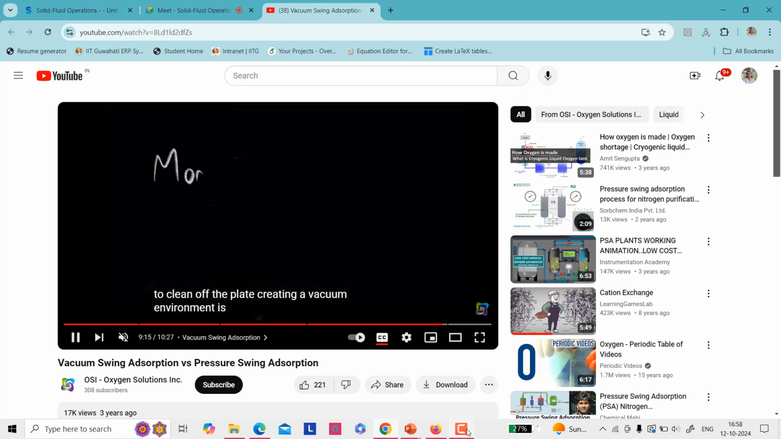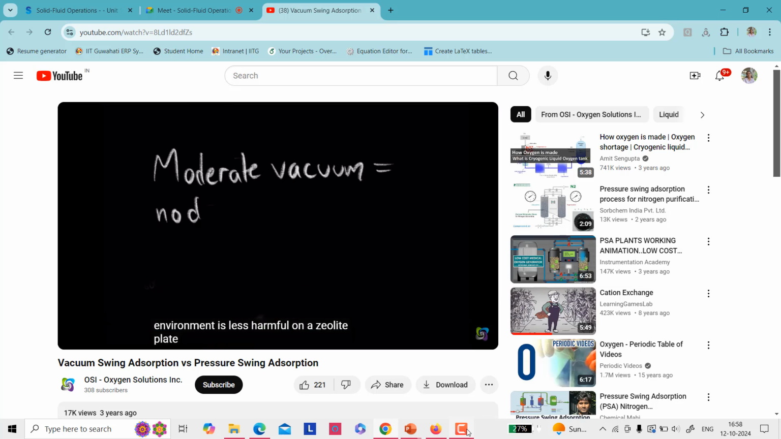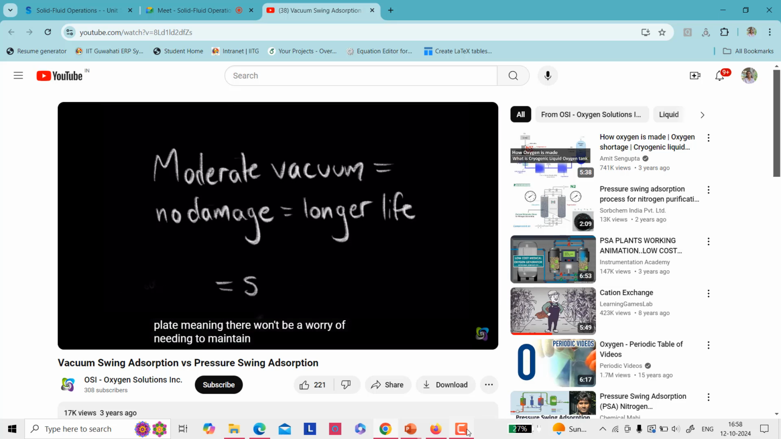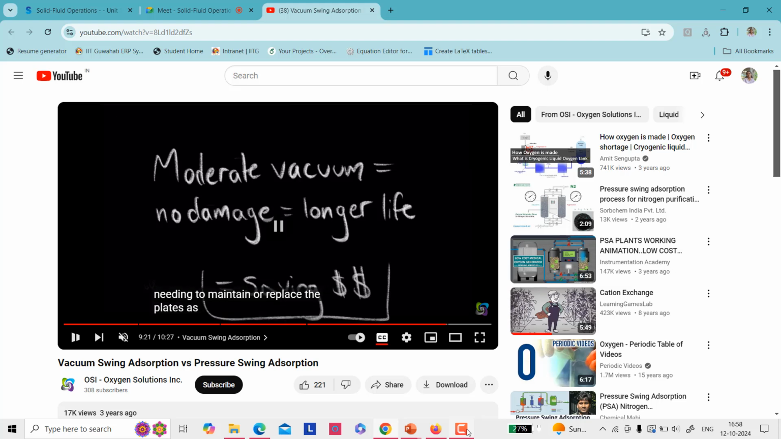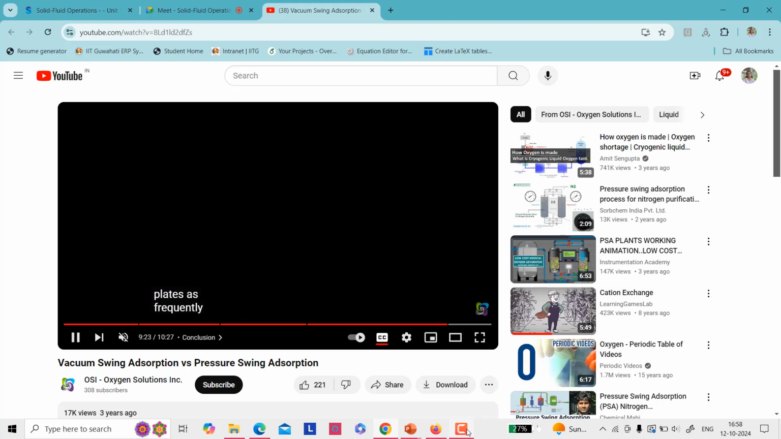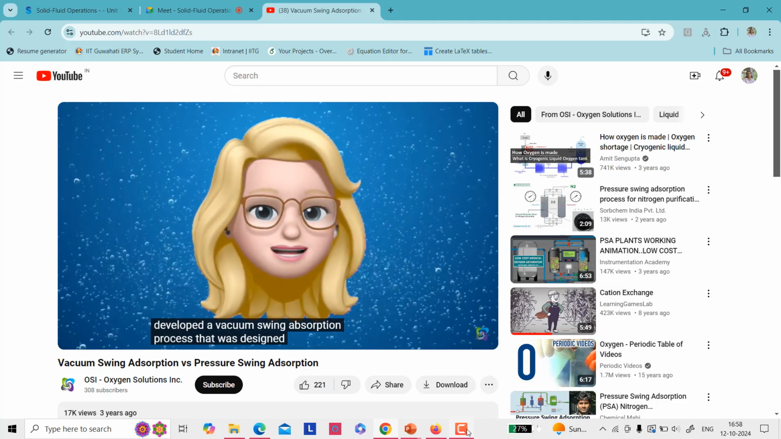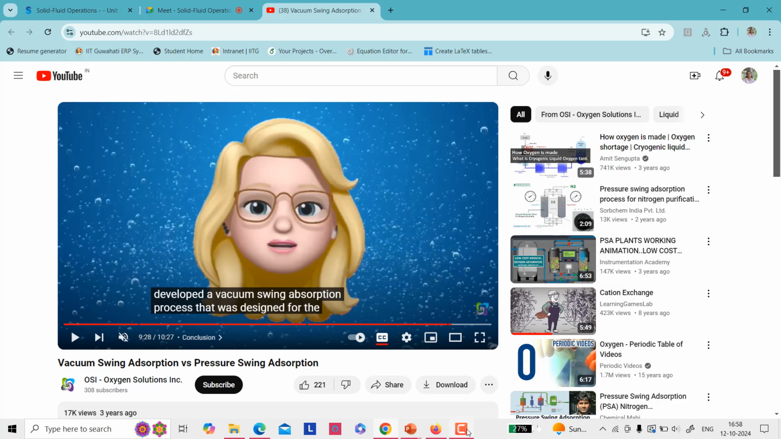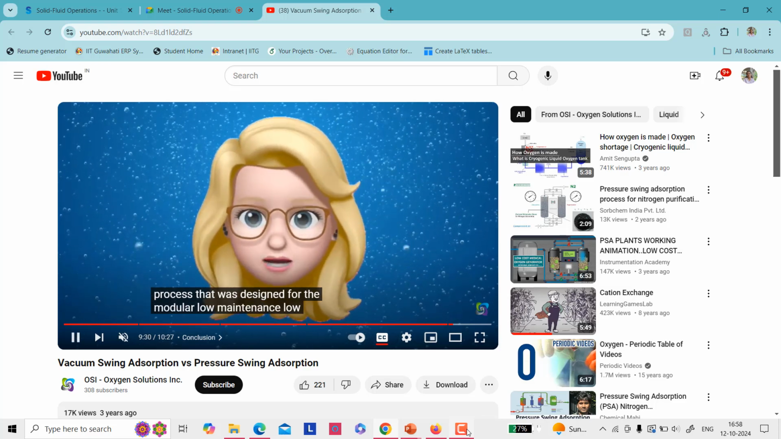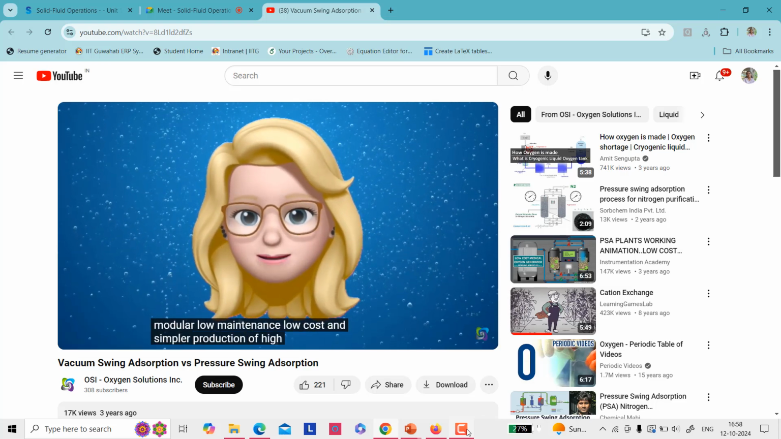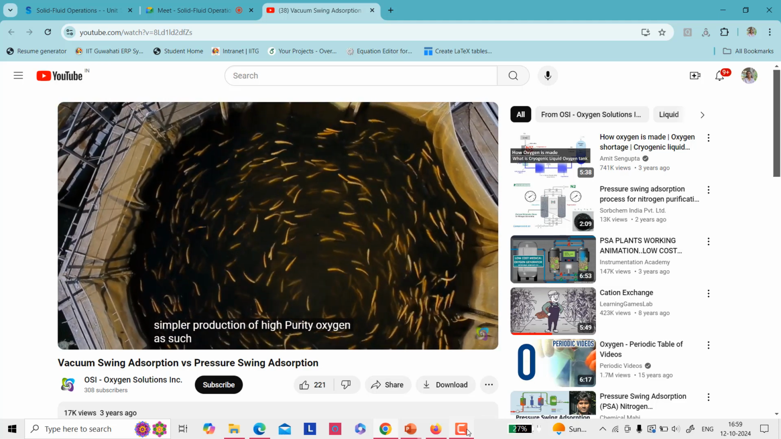Oxygen Solutions has developed a vacuum swing adsorption process that was designed for the modular, low maintenance, low cost, and simpler production of high purity oxygen. So now you understood the difference between pressure swing and vacuum swing, right?